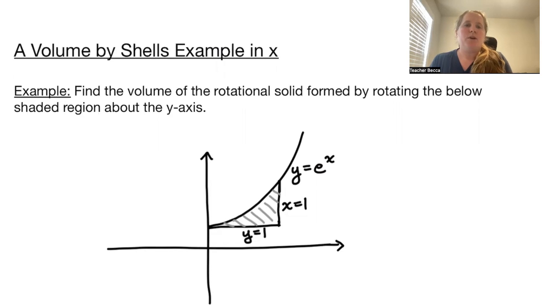Welcome to a volume by shells example in x. In this example, our job is to find the volume of the rotational solid formed by rotating the below shaded region about the y-axis. So again, we're rotating about the y-axis here.